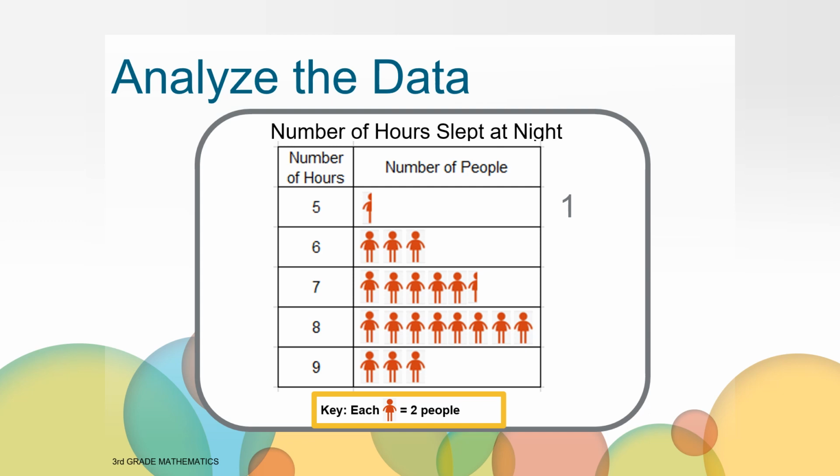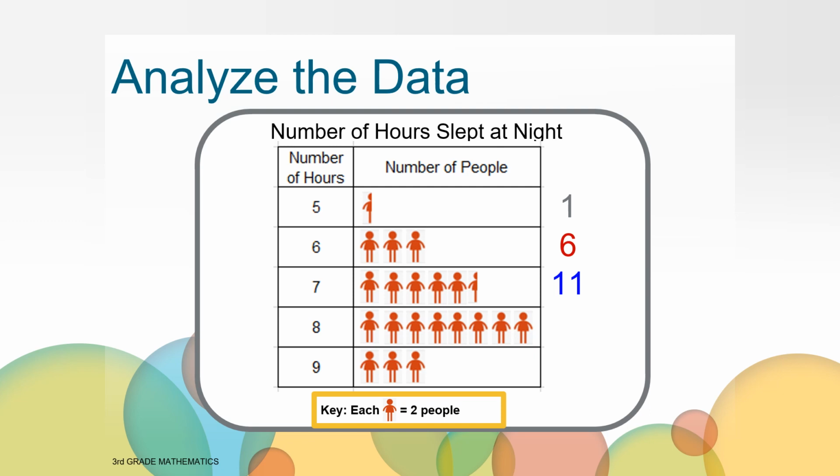How did you do? Let's count together and see. Looking at 6 hours, we can count 2, 4, 6, or 3 times 2. There were 6 people that slept 6 hours. For 7 hours, we can count 2, 4, 6, 8, 10, and that half a person is 1 more, so 11. 5 times 2, then add 1 for the half person. There were 11 people that slept for 7 hours.